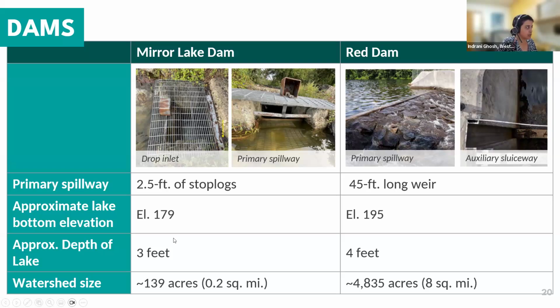The bottom lake elevations are noted here. The Mirror Lake Dam is about 3 feet deep. The Red Dam is about 4 feet deep. The drainage area associated with the Mirror Lake is close to 140 acres, whereas for the Red Dam, we're looking at a much larger drainage area of about 8 square miles.